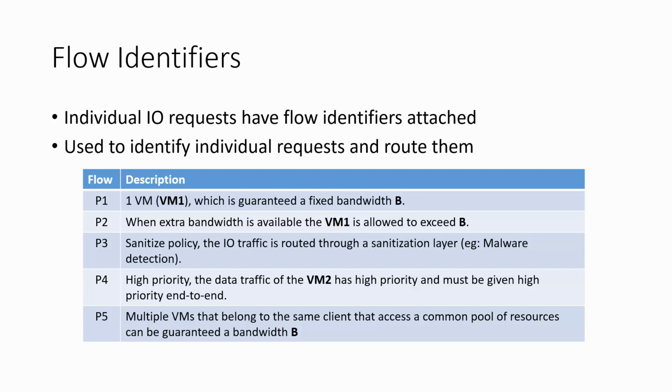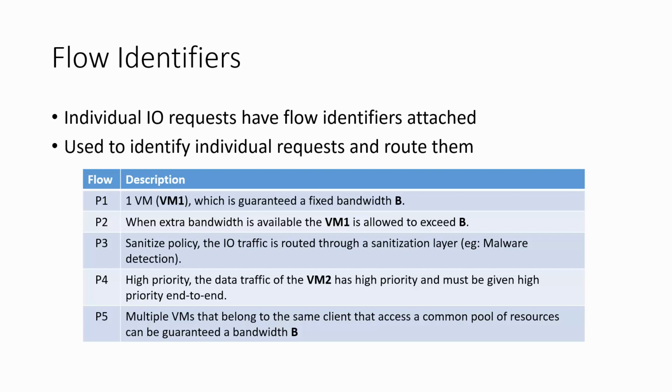Now, you can think of Flow P3 as a default flow that's assigned to all new clients when they sign up for a cloud service. So all VMs that are from a new client, for a particular period, say, maybe a few hours to a week, since the cloud provider does not fully trust these new clients and may not be sure whether they're involved in any sort of malicious work, they can automatically assign Flow P3 so that all I/O traffic gets routed through a malware detection or sanitization layer, just as a stopgap measure until they are able to trust the client.